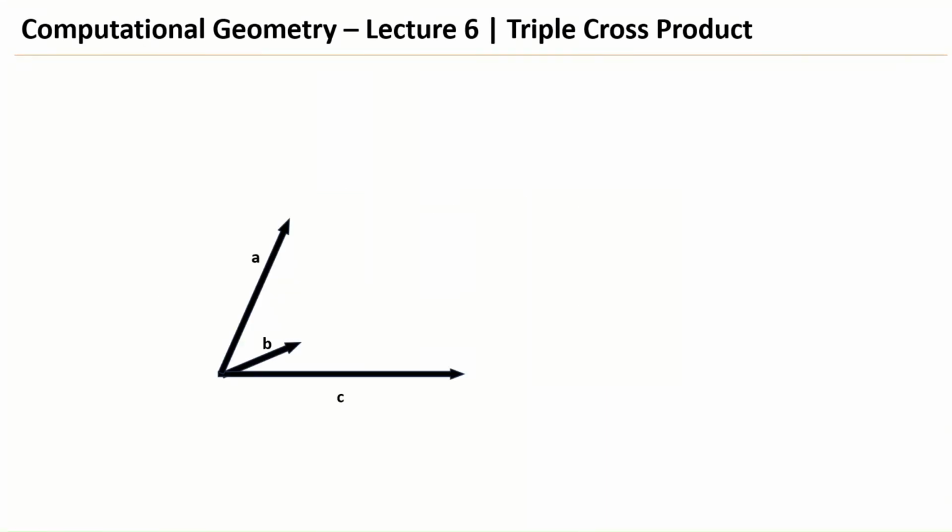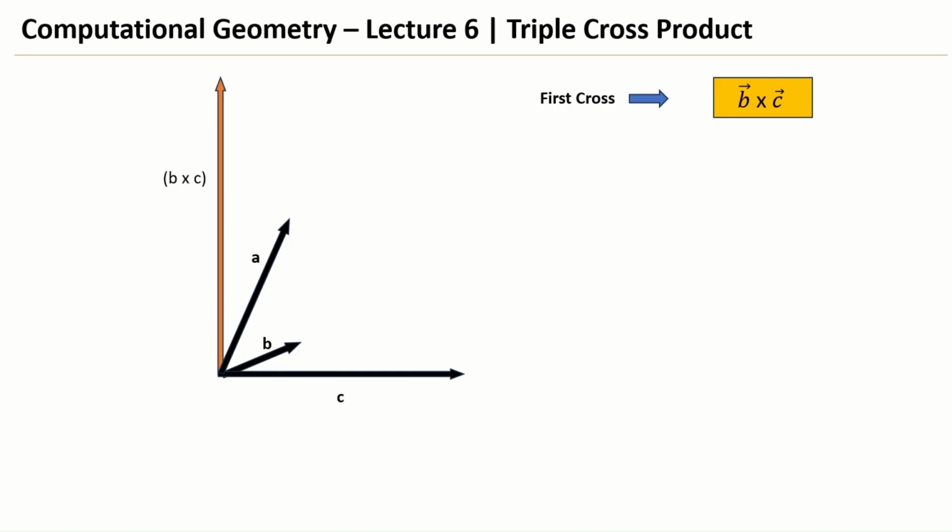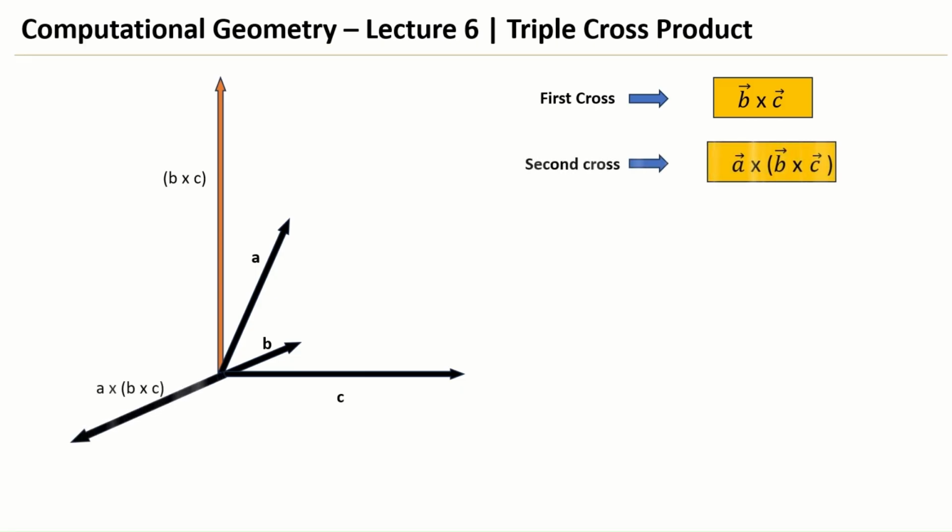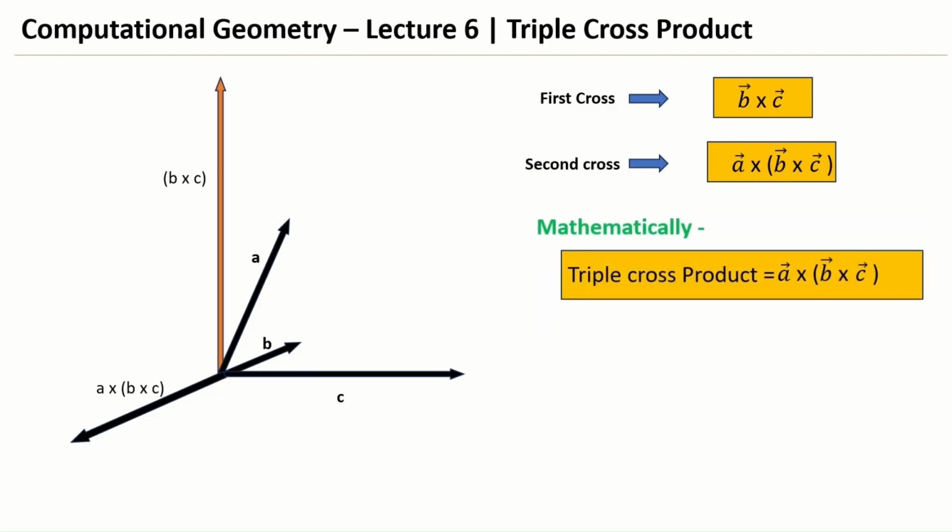Now let's understand the triple cross product, also called the vector triple product. We start with three vectors A, B, and C. First, we take the cross product of B and C. The result, B cross C, is a vector perpendicular to the plane formed by B and C, shown here as the vertical vector. Next, we take the cross product of A with B cross C. So mathematically, the triple cross product is written as A cross B cross C.